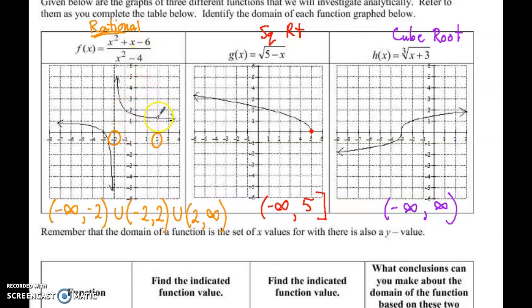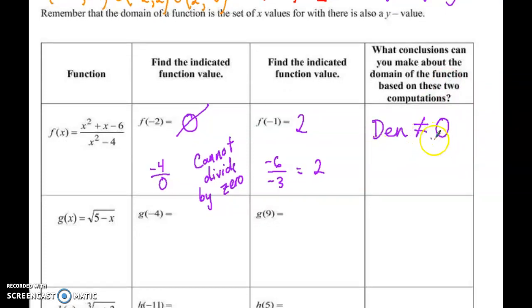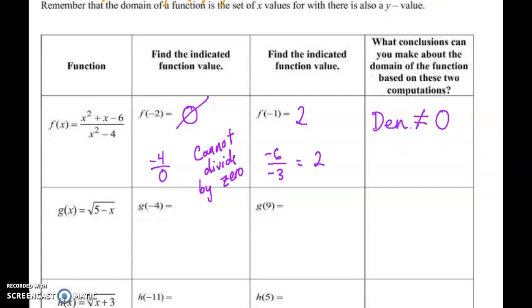Why is there a hole at x equals 2? Well, we'd be dividing by 0. So what conclusions can you make? Your denominator cannot equal 0. And I hope this makes sense. If it doesn't, I get it. Every year I teach it, no matter how good I feel leaving the classroom, students forget or still don't understand that the denominator cannot equal 0.